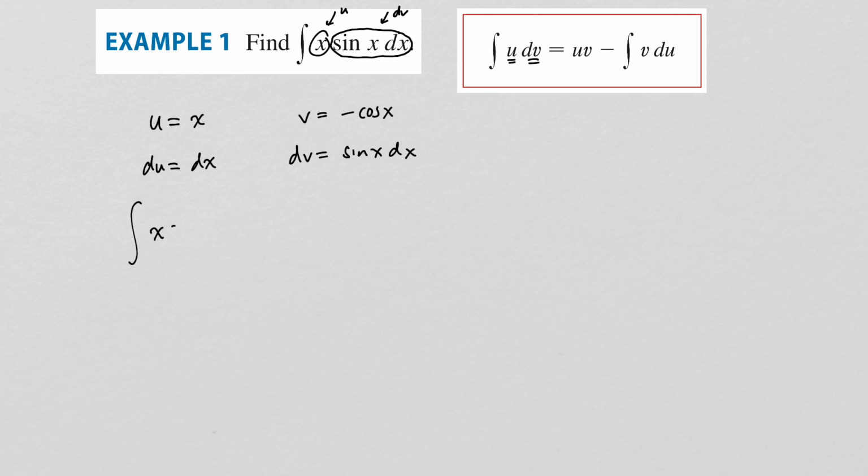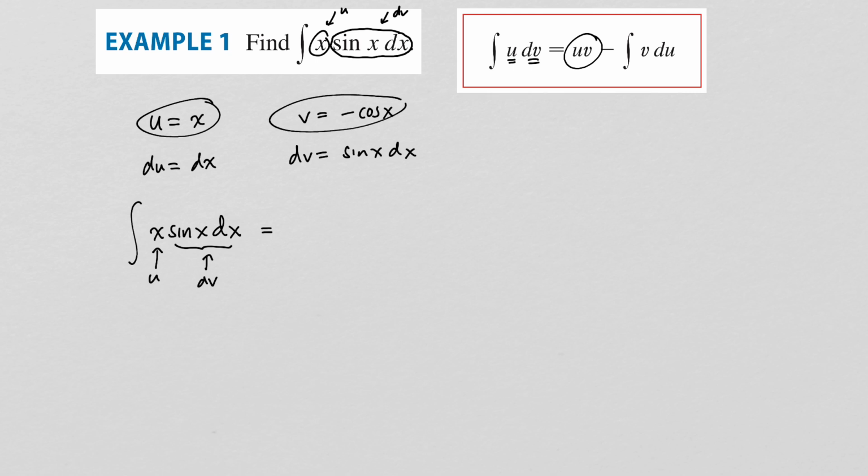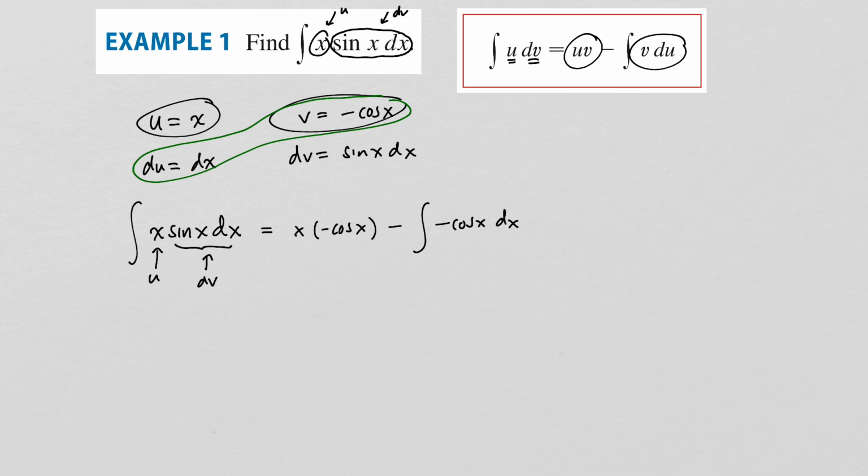So let's plug in what we know. We have the integral of x sine of x dx. Again, this is my choice for u. This here is my choice for dv. So according to the formula, that should be equal to u times v, which is this function times this function, so x times negative cosine of x, minus the integral of v times du. And v times du is the product of these two things, right? V and du. And when I multiply those, I get negative cosine of x times dx.